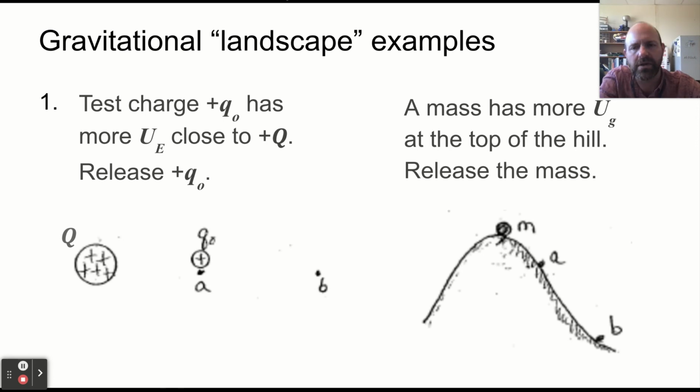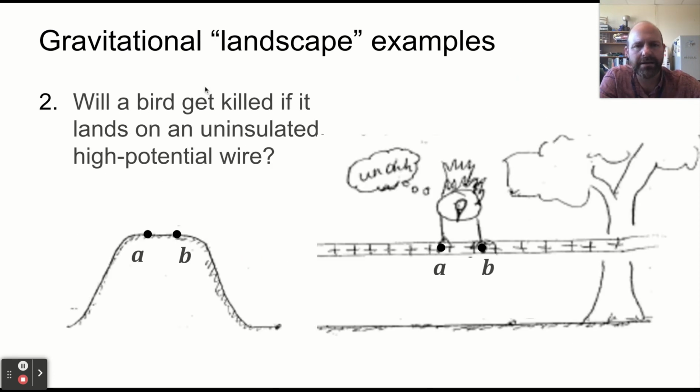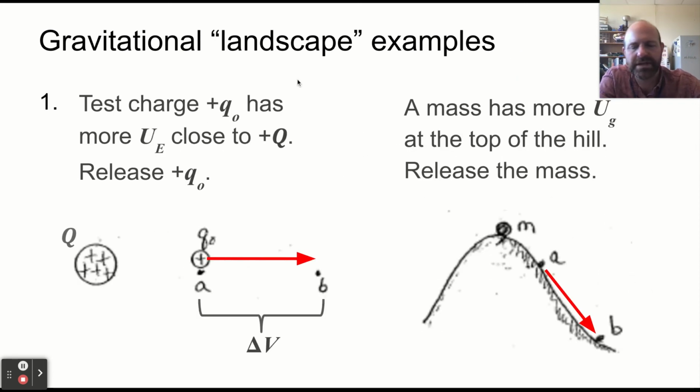This is in your packet, and you can follow along with this one. If you have a test charge, it has more electric potential energy close to positive Q. We release it. A mass has more gravitational potential energy at the top of the hill. Release the mass. And so what happens? The test charge gets pushed away from A to B. We have a potential difference. The mass rolls down the hill from A to B, a potential difference in gravitation.